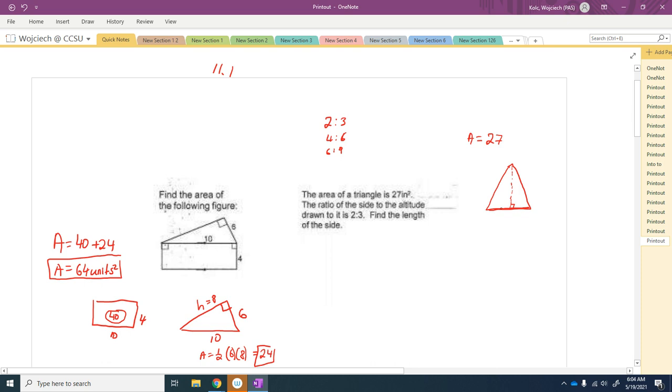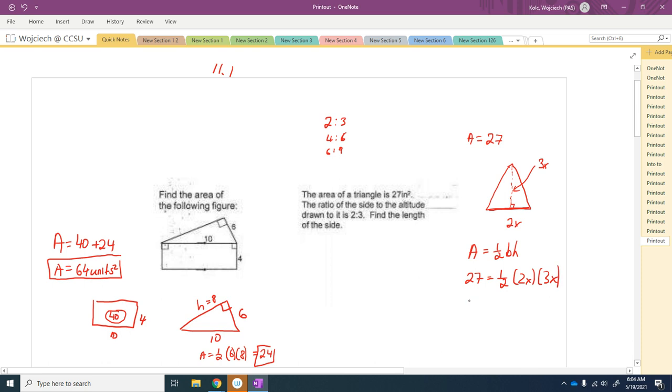So algebraically, how do we do this? The ratio of the side to the altitude is 2 to 3, so this will be 2x, and the height will be 3x. Please remember the base is 2x and the height is 3x. So area is equal to 1/2 base times height. So 27 equals 1/2 times 2x times 3x.